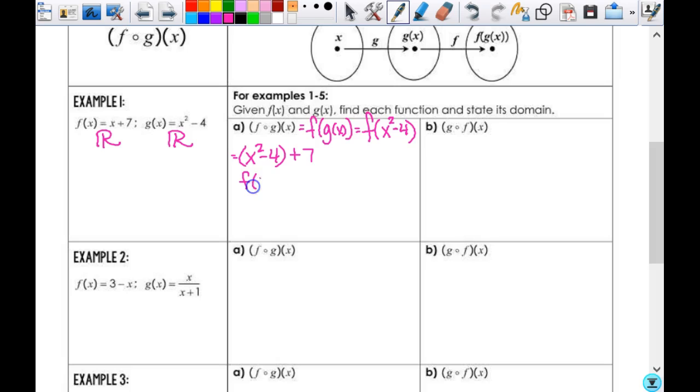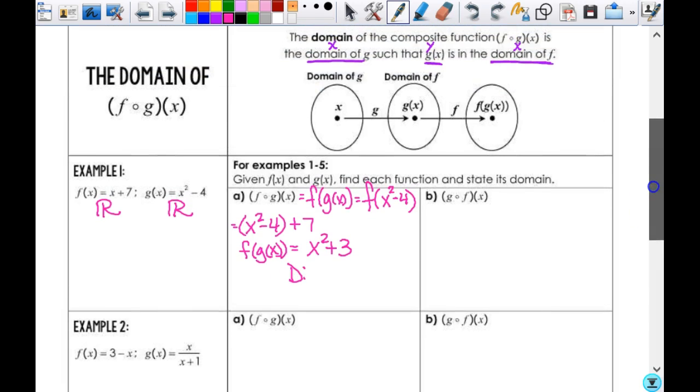So f of g of x is equal to what? X squared plus 3. And then we have to look at the domain. So let's think about what this means again. This says the domain of f of g of x is the domain of g. So it's the domain of the input part, this right here. The domain of g, which is all real numbers.